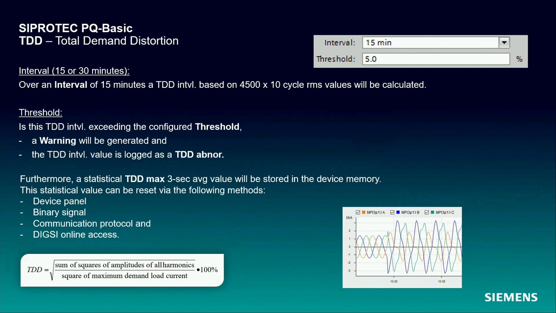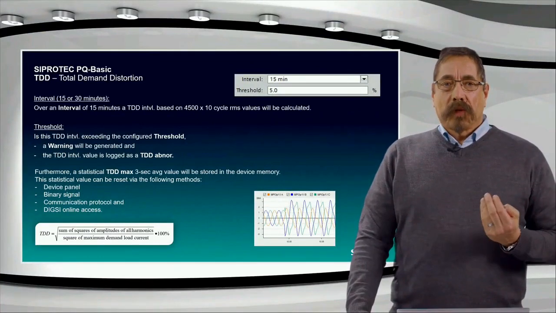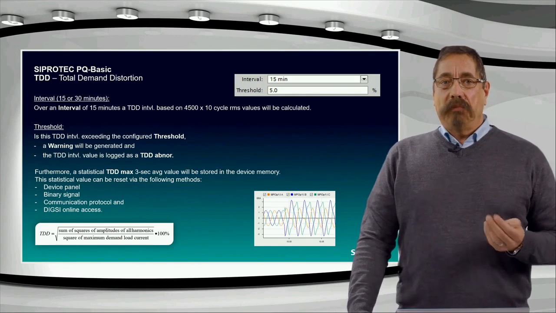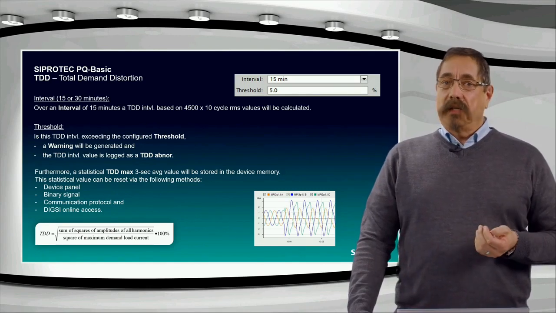The first difference is that the TDD checks the number of current harmonics, and the calculation refers to the harmonic level from the previous measurement interval. You remember, the THD is the ratio to the fundamental 50 Hz voltage signal. Because the current is dynamic, the ratio will be calculated against the maximum demand load current. The statistical 3-second TDD max value is stored and can be reset like I explained at the THD.